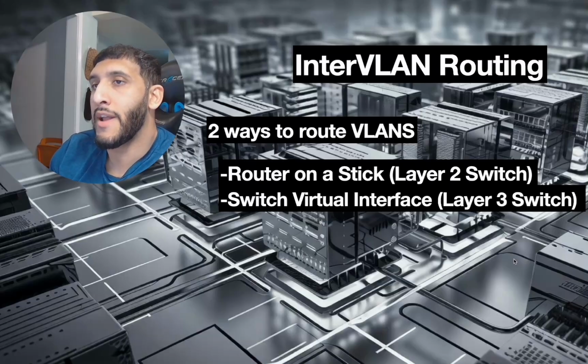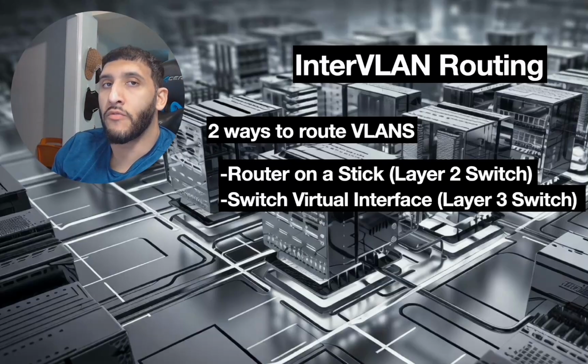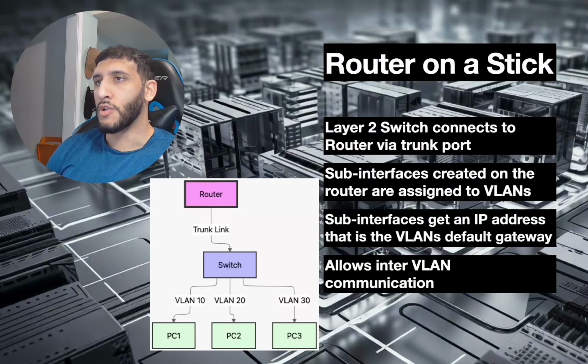So what we're going to talk about now is VLAN routing. There's 2 ways to route VLANs. You can use a layer 2 switch or a layer 3 switch. Using a layer 2 switch, you're going to follow router on a stick. Using layer 3, you'll follow the switch virtual interface. So router on a stick.